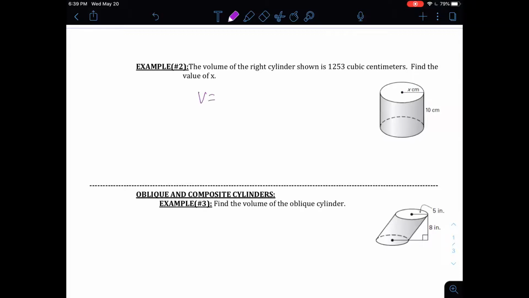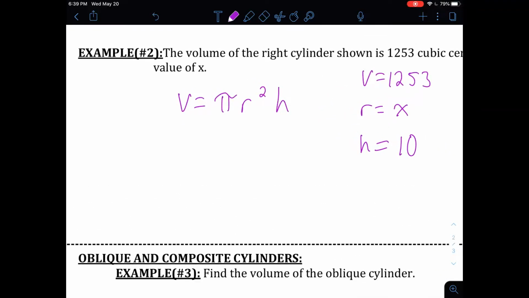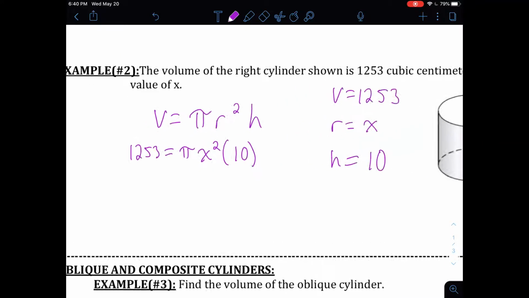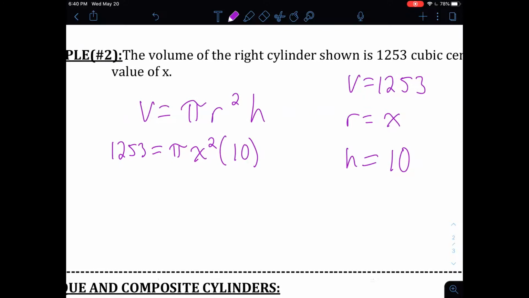So we're still going to use volume equals pi r squared h. But this time we know the volume is 1253. We don't know the radius, we're looking for that. We'll call that x. And the height we know is 10. So this time we're going to plug into the formula, but we're actually going to solve for r, which is going to be x. So we have 1253, which equals pi times x squared. I'll just put x squared without parentheses. And then times the height, which is 10. Okay, hopefully that makes sense what we're doing there. Remember, sometimes we solve for different parts besides the actual volume.